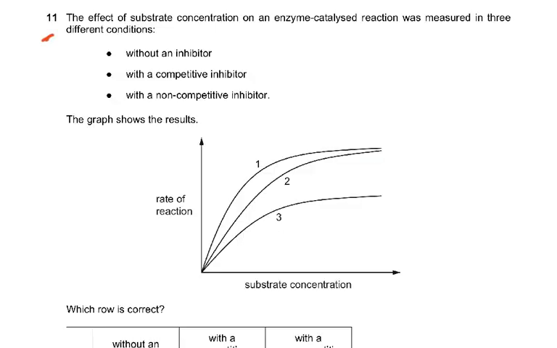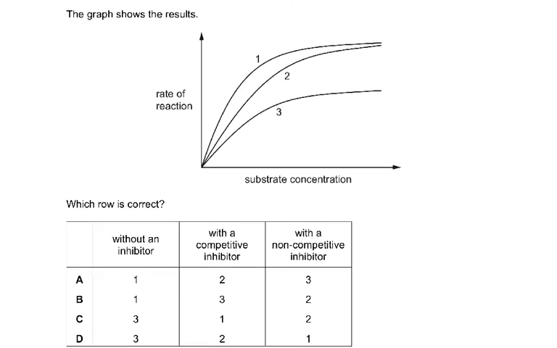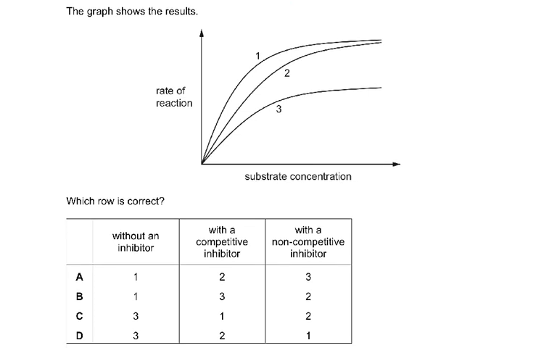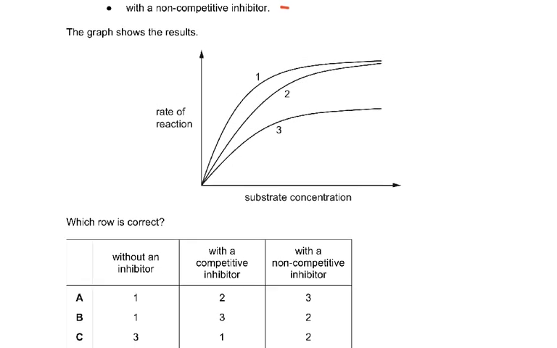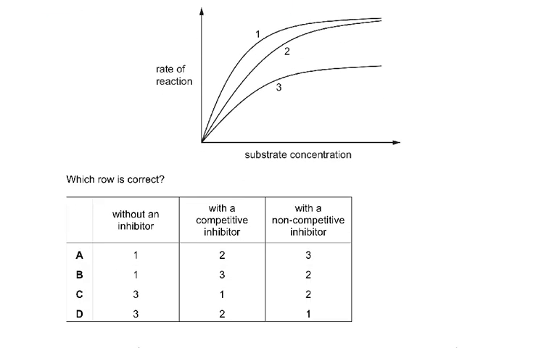Question number 11. The effect of substrate concentration on an enzyme catalyzed reaction was measured in 3 different conditions: without an inhibitor, with a competitive and a non-competitive inhibitor. Rate of reaction 1, 2, 3. Which row is correct? So 1 would be without an inhibitor, 2 would be the competitive inhibitor, and 3 would be the non-competitive inhibitor. So that is a very easy question. For 11, the answer was A.